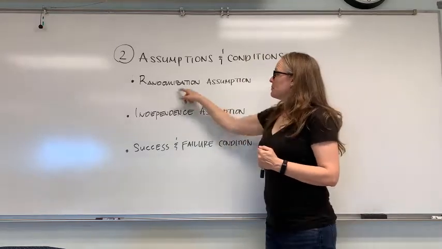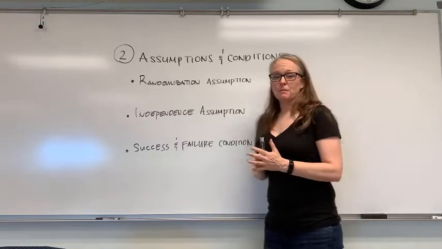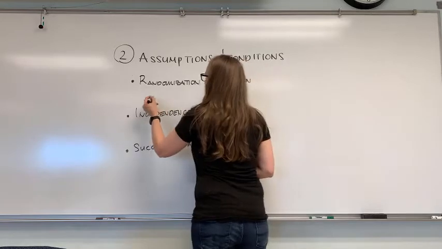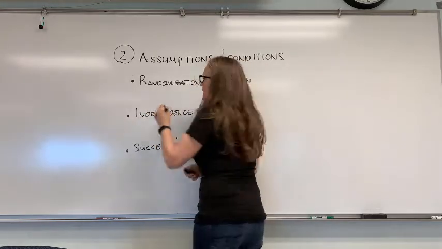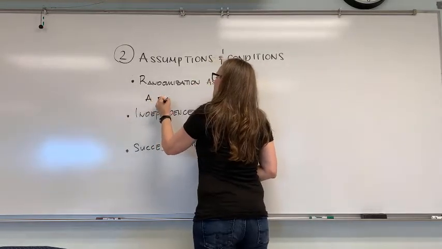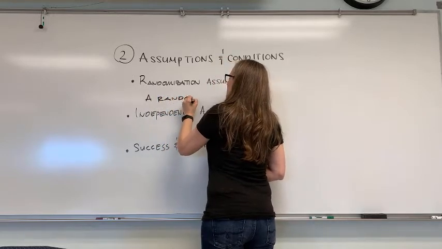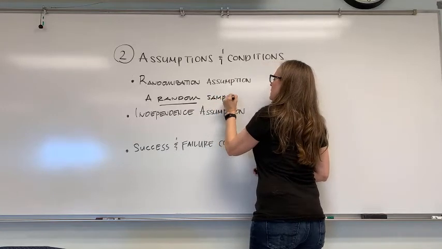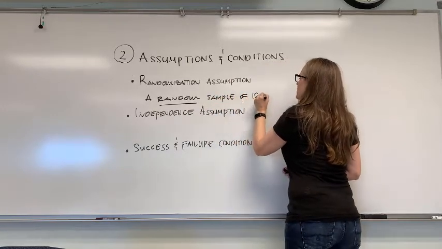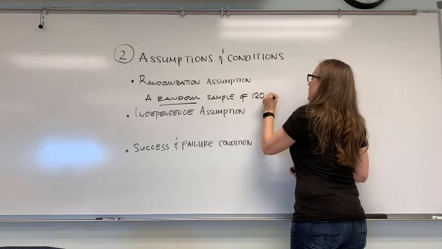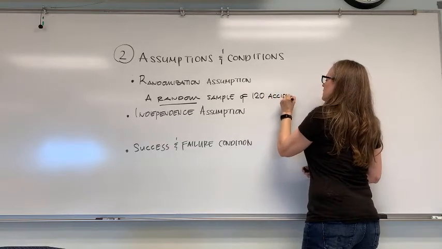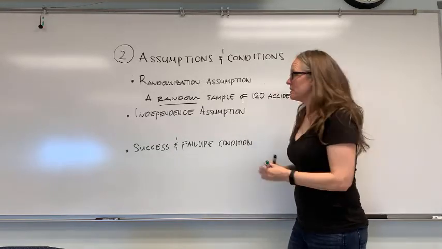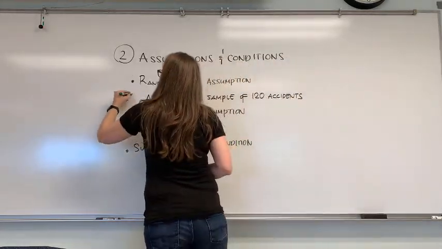The first thing is the randomization assumption. We want to simply make sure that the researchers used a random sample. And as we read the problem, we see that a random sample of 120 crashes or accidents were used. This tells us that the randomization assumption passes.